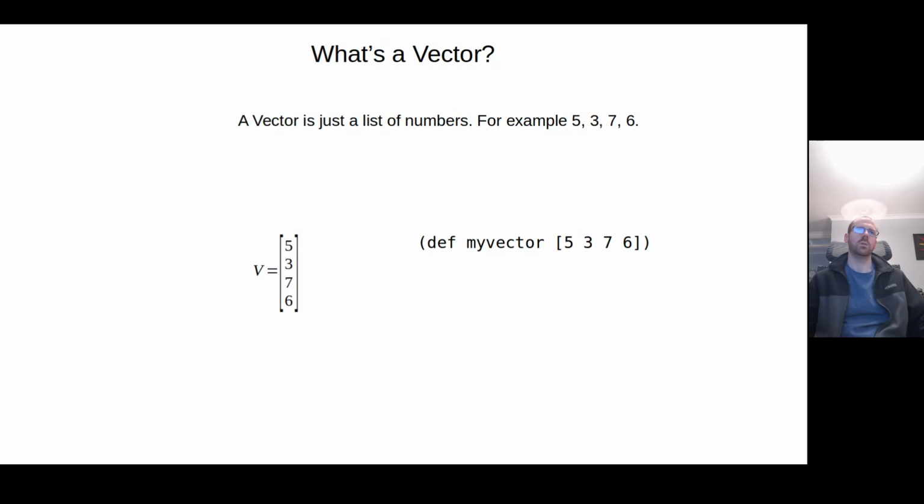So what's a vector? A vector is just a list of numbers. On the left we've got it in the mathematical notation. We're going to be doing some programming later, so you might see it written like this, but it's really just a list of numbers. Now, what do these numbers mean?